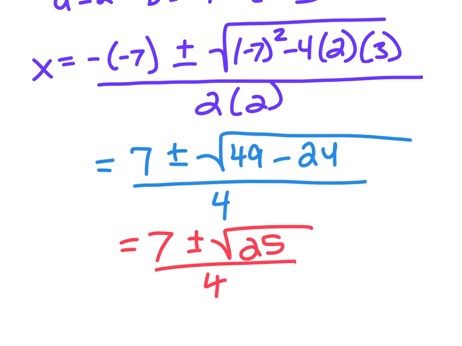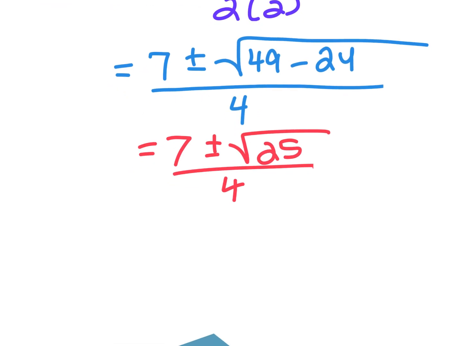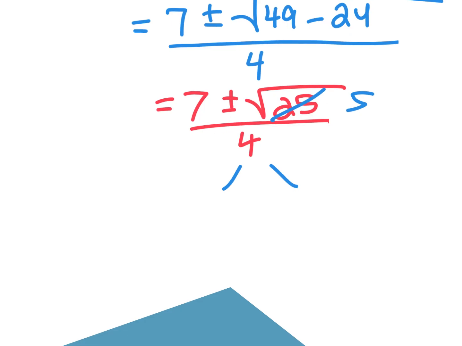Over 4. Good. Can I simplify anything there? What's the square root of 25? 5. Do I have any radicals left in my answer? No. So that means I have just 2 basic math problems that I can simplify here. What are my 2 basic math problems? 7 plus 5 divided by 4 and 7 minus 5 divided by 4.